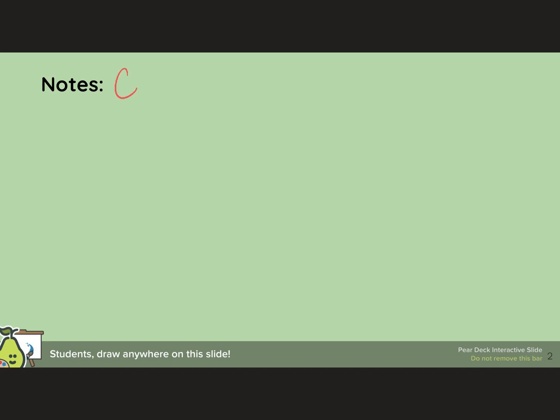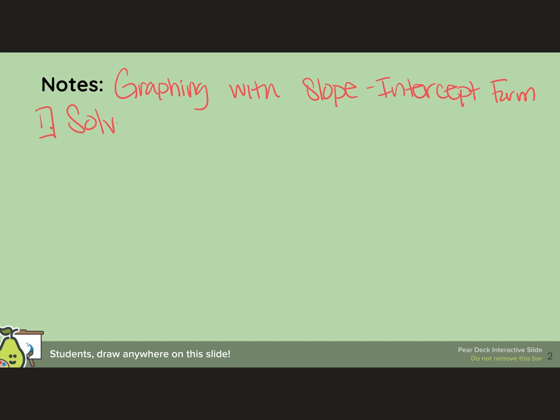So we're going to put graphing with slope-intercept form. So the first thing you have to do is what we learned a couple of lessons ago. The first step is to solve for y. You've got to get the y by itself in order to use this formula.